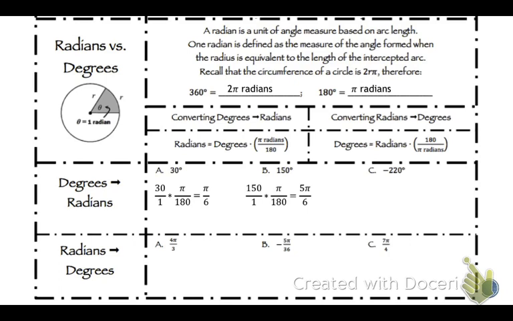Now we have negative 220 degrees times pi over 180. Put that over 1, and then just multiply straight across. So negative 220 pi over 180. 10 goes into both of those, so that's 22 over 18. And then 2 goes into both of those, so that's negative 11 pi over 9. So it's basically, we're just reducing fractions here.